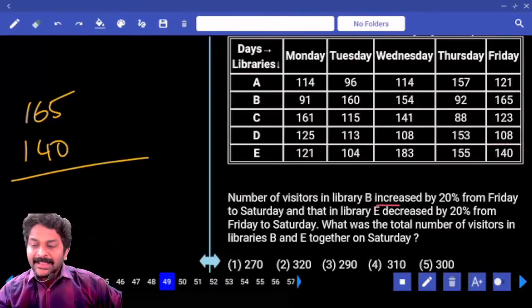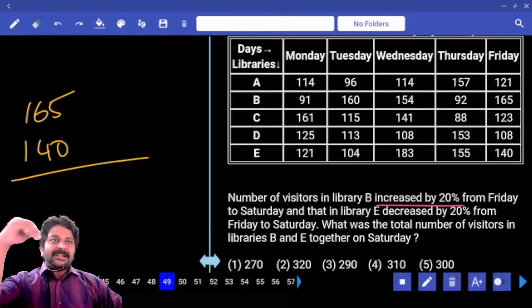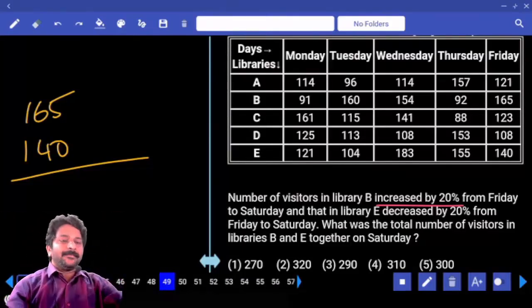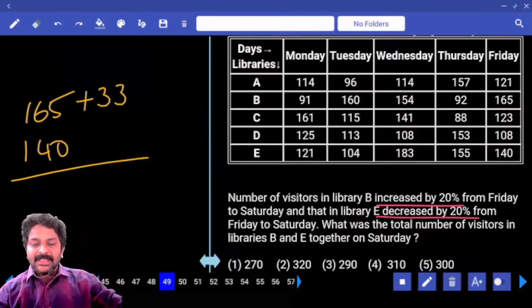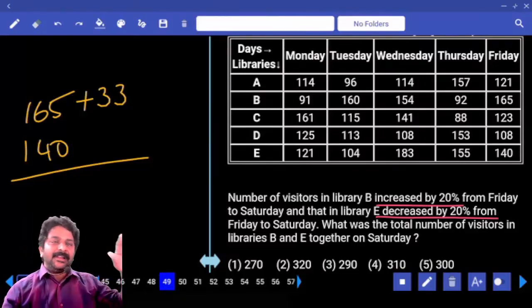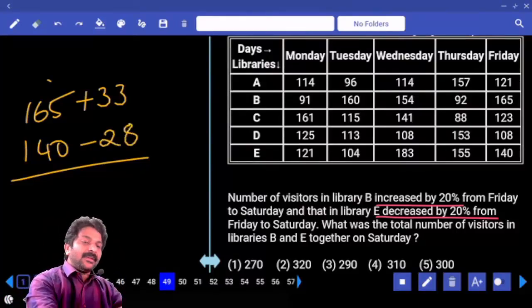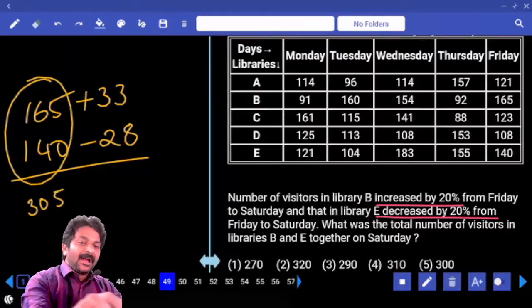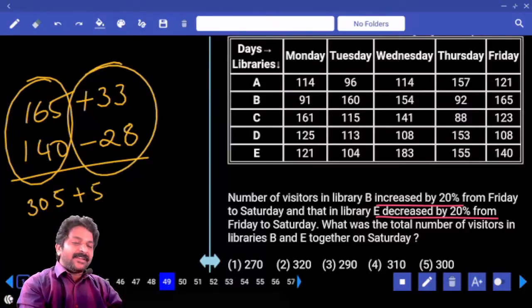So now, what happened to B? Increased by 20%. How do you get 20%? 10% double. What is 10% of 165? 16.5. Double, 33. Next. What happened to E? Decreased by 20%. What is 10% of 140? 14. 20%? 28. Decreased. Minus. I'll add first these two numbers, which gives me 305. And then I'll add these two numbers, 33 minus 28. That is again plus 5, right?